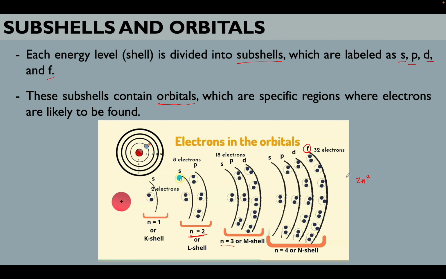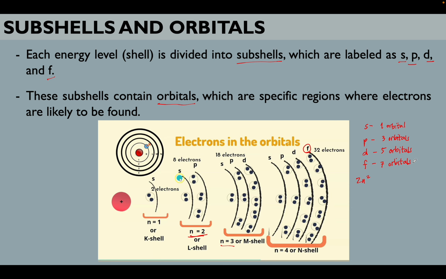So again, si S na subshell, S has 1 orbital. Si P subshell has 3 orbitals. We have the D subshell has 5 orbitals. And the F subshell has 7 orbitals.